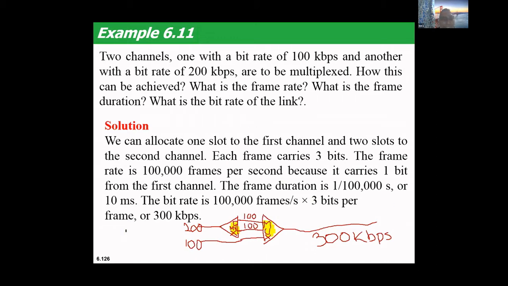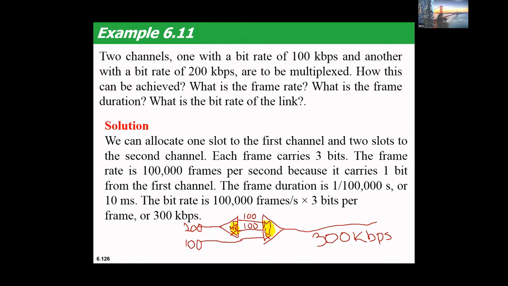Now if you want to know the frame size, here we can allocate one slot to the first channel. One slot means to this particular channel, I can give one slot. And for this particular channel, I can give two slots. You got the idea? Two slots. So each frame carries 3 bits: one bit from this, one bit from this, and one bit from this.